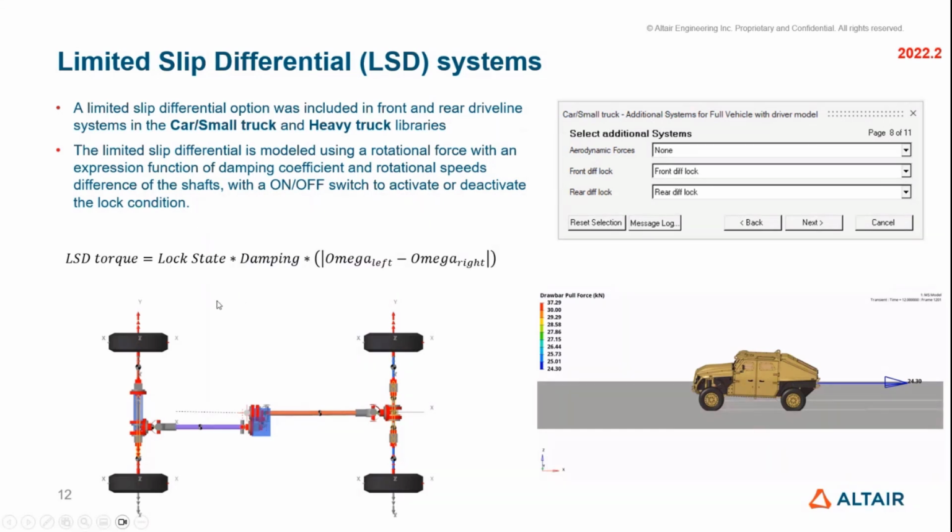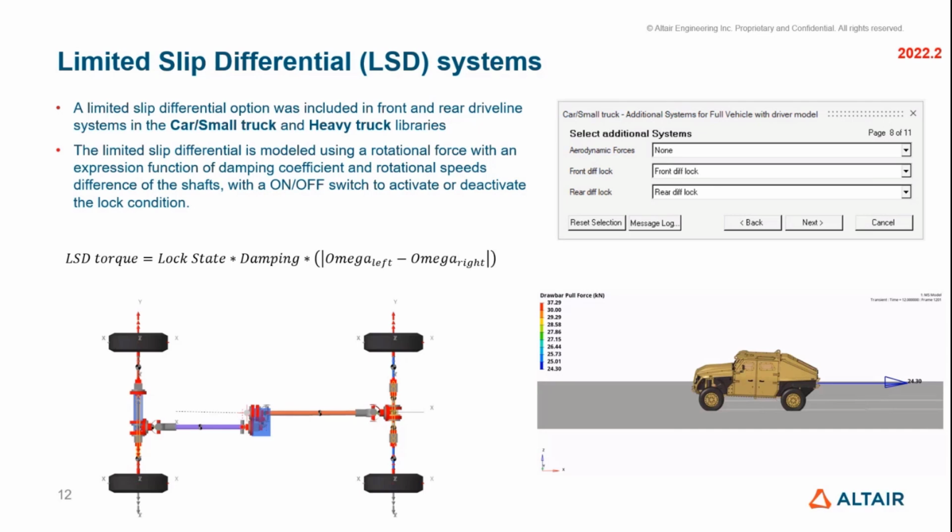So we have a lock state on that to switch on and off the differential locking system. Then we have a damping factor, which can be representative as the clutch system that is there in the limited slip differential. And based on the difference speed between the left and right tire, we can lock the differential model.